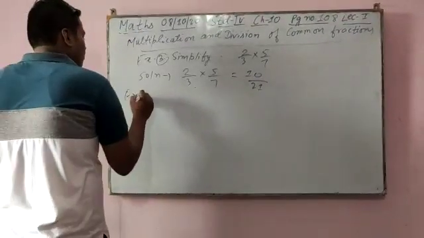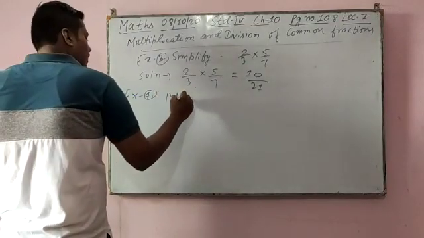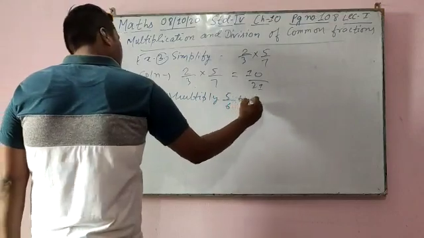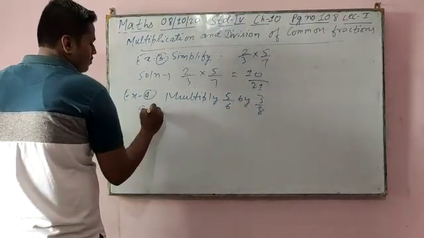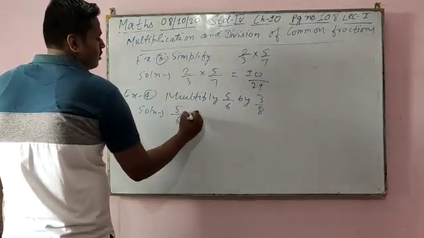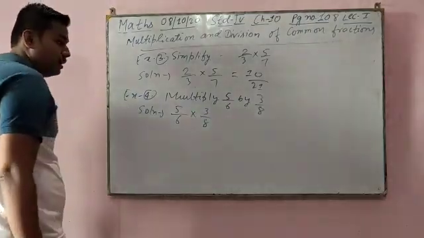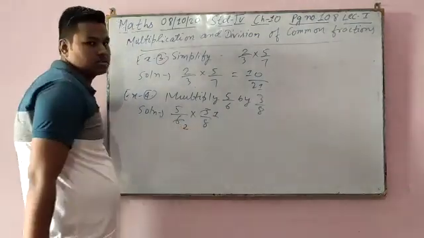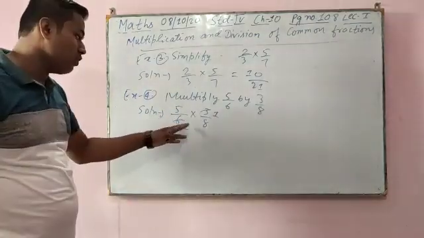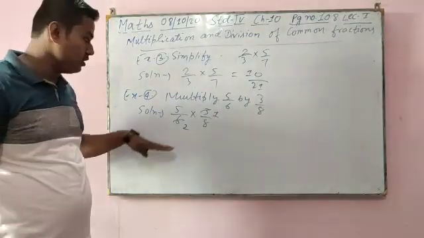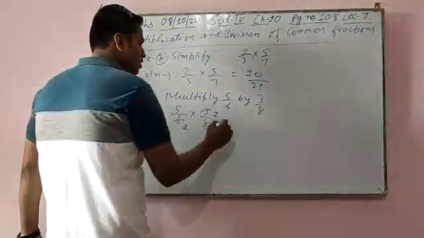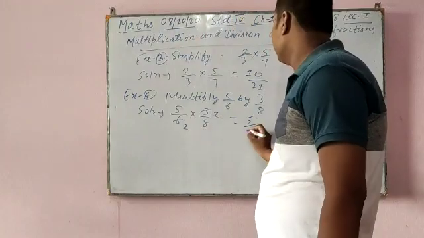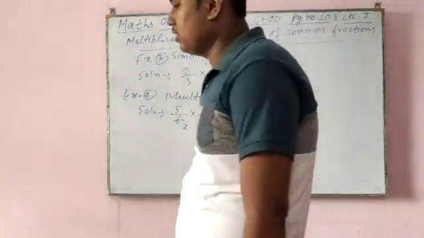Come to example number 4. Multiply 5 by 6 by 3 by 8. Come to solution. 5 by 6 into 3 by 8. See here you can cross out 3 times 1, 3, 3 times 2, 6, this way. But you cannot cross 2 times 1, 2 times 4, 8. No, it is both in the denominator. So you cannot cross. Now multiply 5 into 1, 5, and 2 into 8, 16. So the answer is 5 by 16.